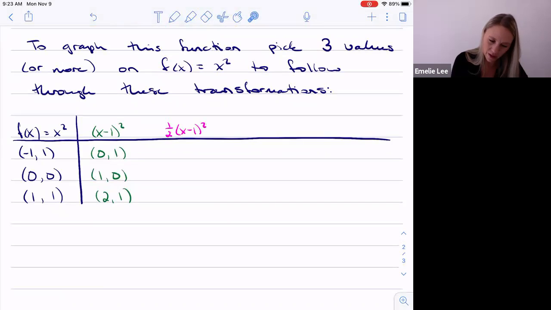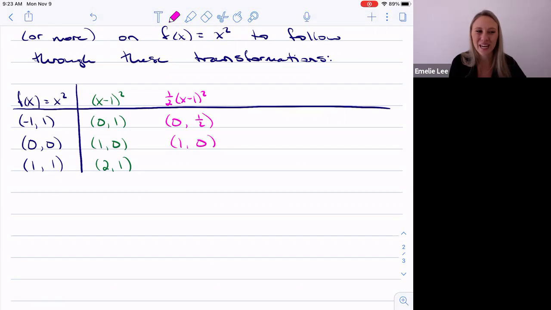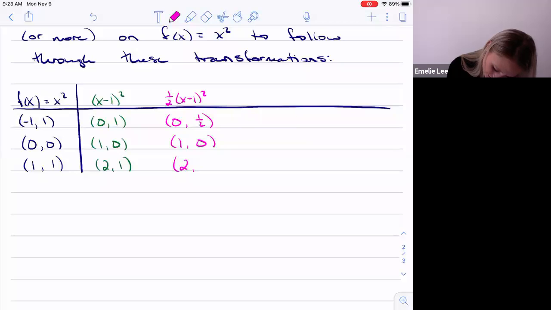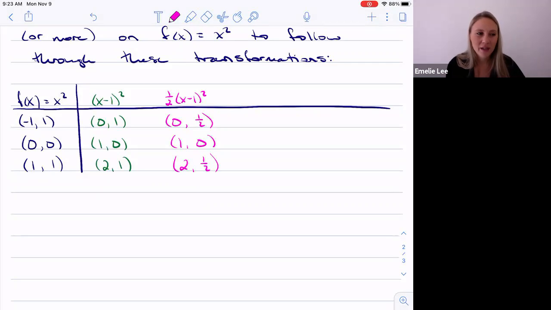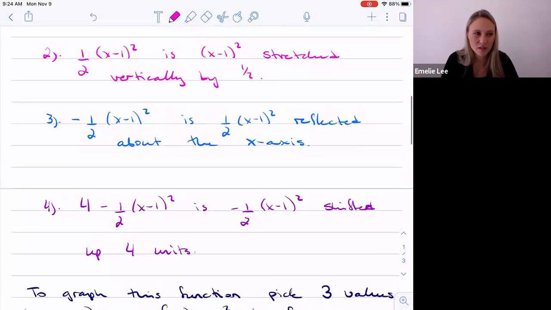Okay, so each of my y's, I'm going to multiply by 1/2. So that becomes 0, 1/2. 1, 0 times 1/2 is just 0. And 2, 1/2. Okay. All right. So now I've stretched my points or shrunk them vertically.